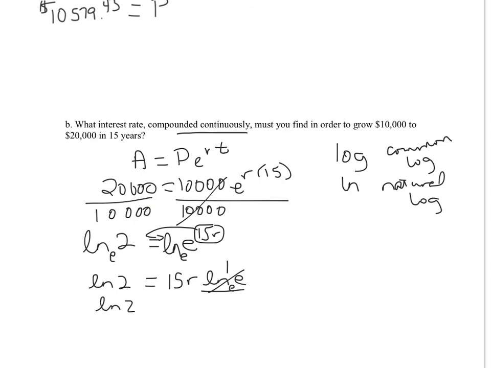So we have the natural log of 2 is equal to 15 times r. We are almost done. You then divide each side by 15, and if I put that into my calculator, I'm going to get 0.046, which is about 4.6% interest is what I'm looking for.